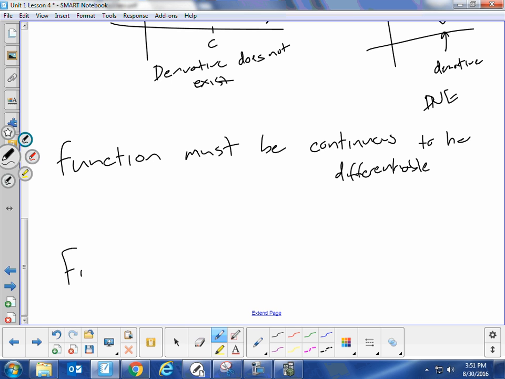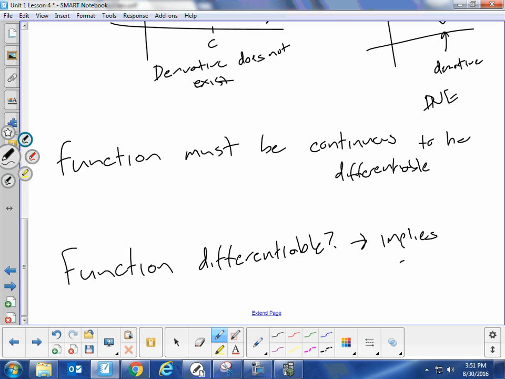If you are told that a function is differentiable, that implies continuity. So a differentiable function f has these characteristics. Just by the question saying this function is differentiable, you know the function is continuous everywhere. And you know that the function doesn't have any sharp points or cusps.